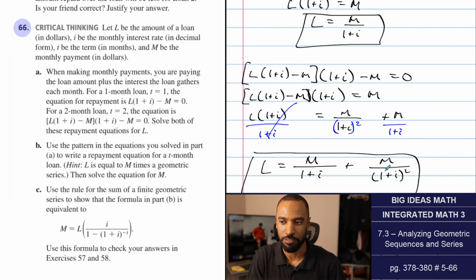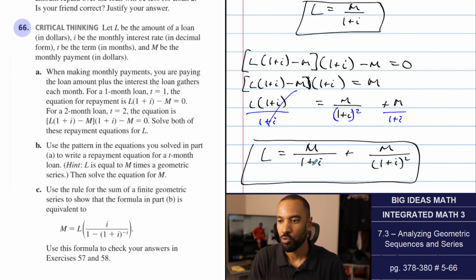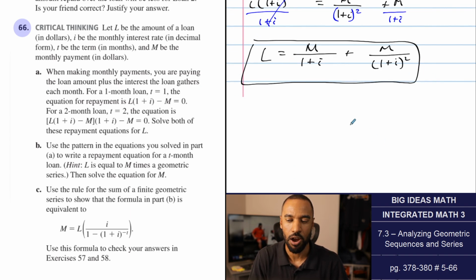This one's written first. I feel like this should be written second just to show that. Okay. Part B. Use the pattern in the equations you solved in Part A to write a repayment equation for a T-month loan. So for a T-month loan, remember, you're taking the sums of all these things. It's not just the last one to the T power, but sort of.